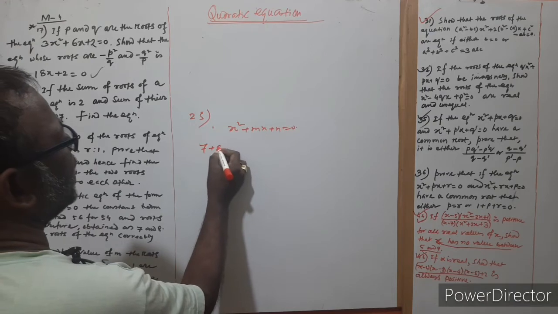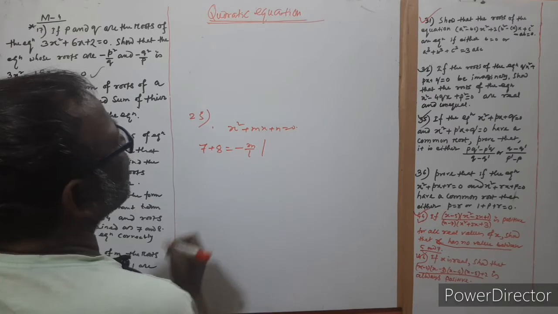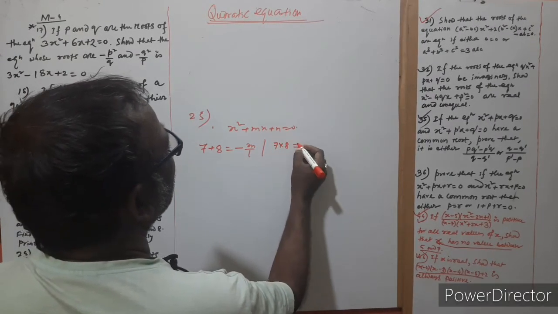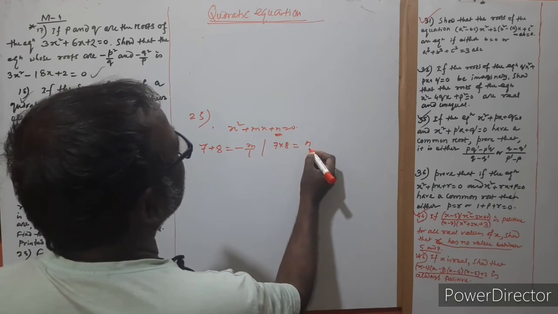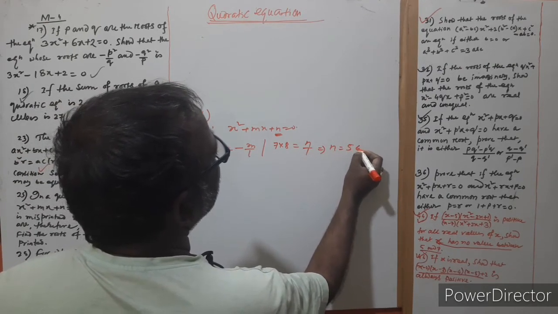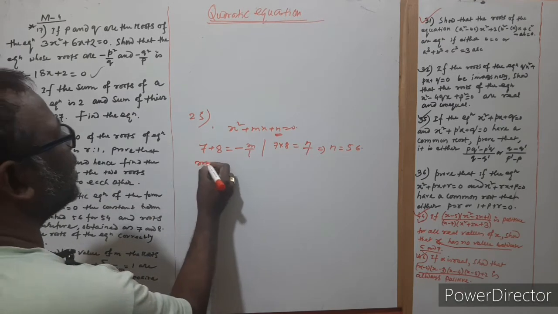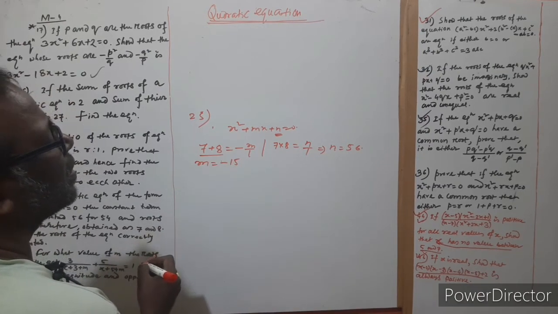So 7 plus 8 we can write as m by 1, but the product 7 into 8 is the wrong one here, and this is n by 1. So n equal to 56 here. But which part is wrong? n is wrong here. So m is correct. So m is here minus 15.